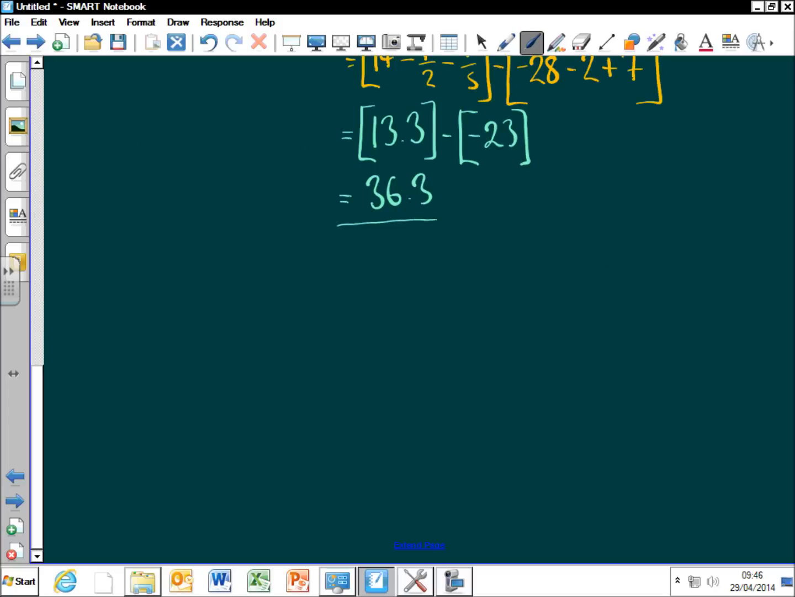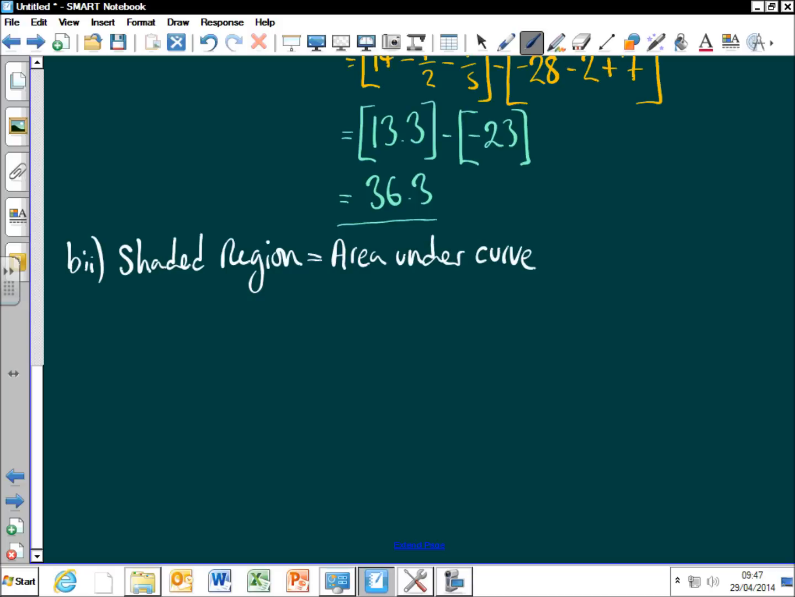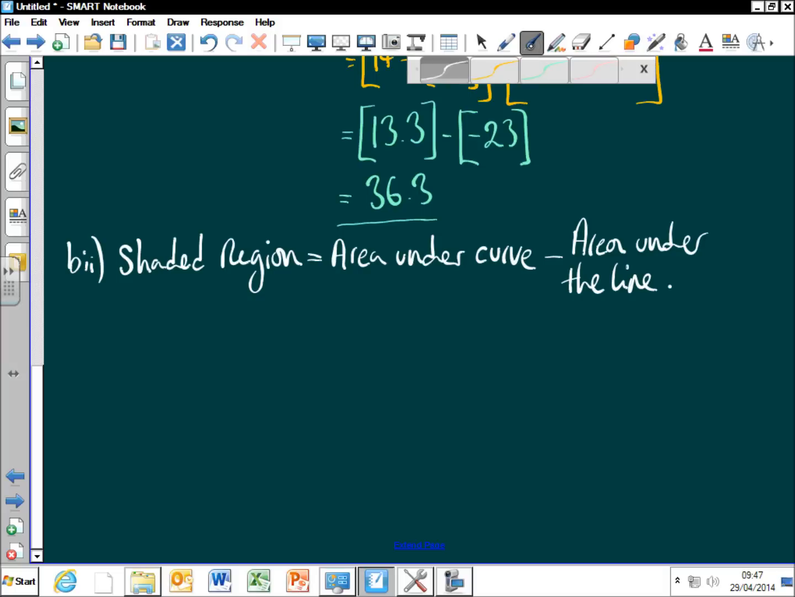Then it says, hence find the shaded region. Well, the shaded region, this is B part 2, shaded region is going to be the area under the curve, which we just found out, and the line. Okay, well, the area under the line I can find out quite quickly.